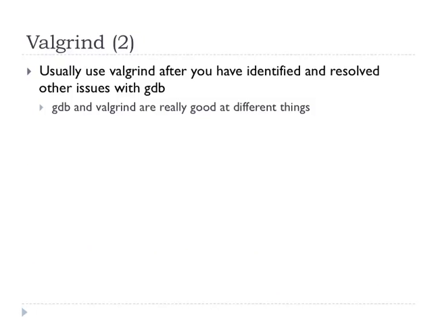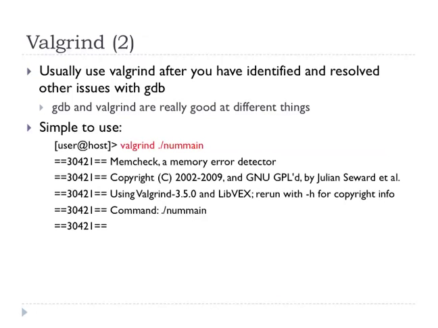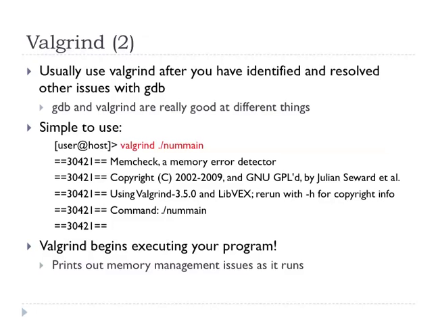You usually use Valgrind after you've gotten through all the crashing bugs, because Valgrind can be helpful with some memory issues, but GDB and Valgrind are really used for slightly different things. Okay, so you run it, and you give it your program name, and it starts running. Notice it prints out some information, and then it will tell you when there are actual issues.